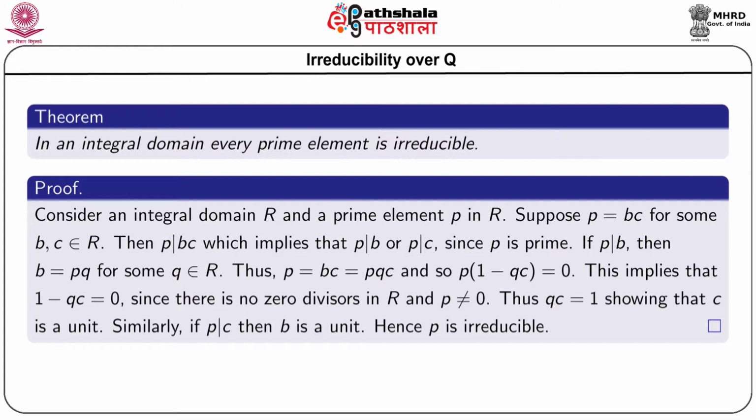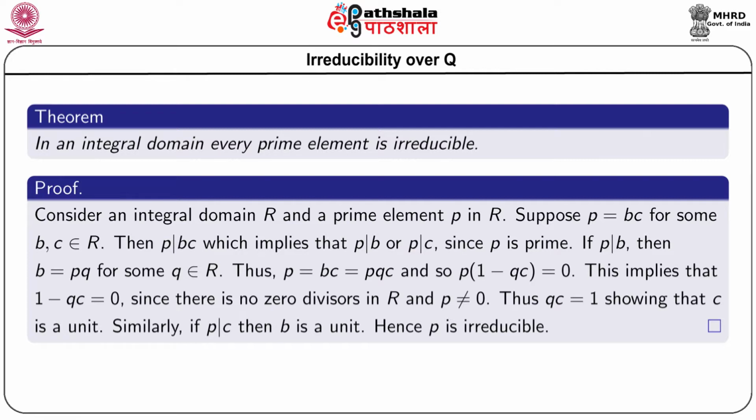Since here we have assumed P to be an irreducible element, and by definition every irreducible element is non-zero, non-unit, so P is non-zero. And since R is an integral domain, it has no zero divisor. So, from the identity P(1 - QC) = 0, it follows that 1 - QC is 0, and that is QC = 1, which shows that C is a unit.